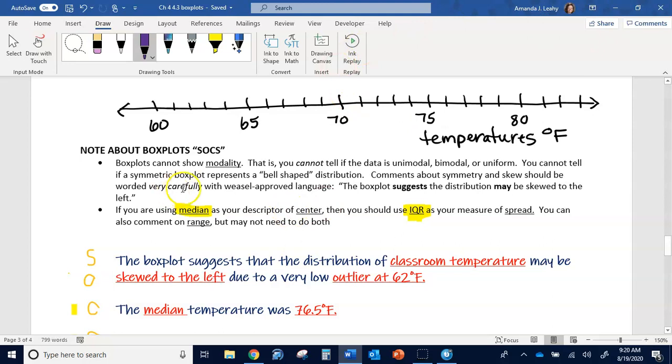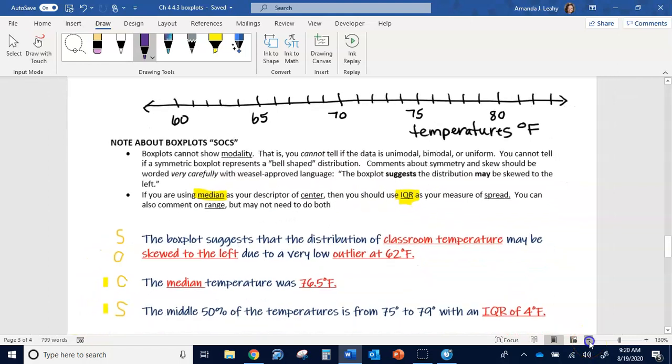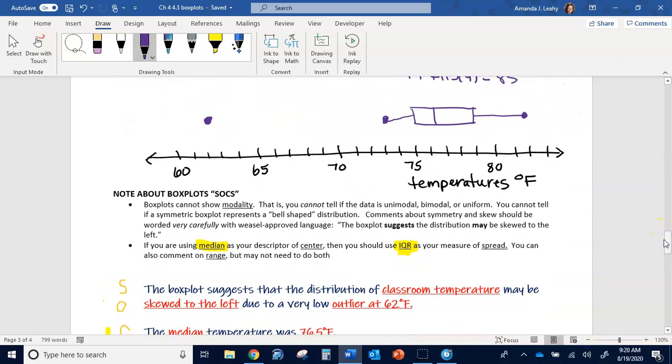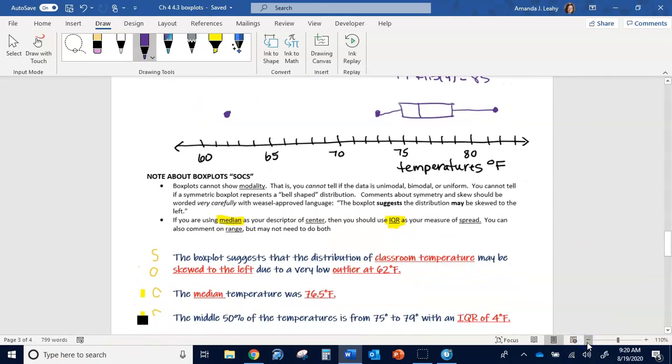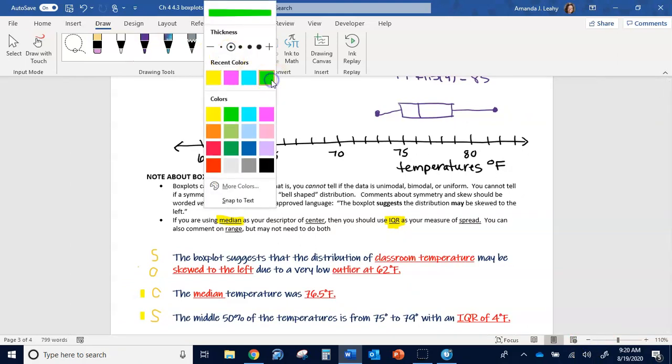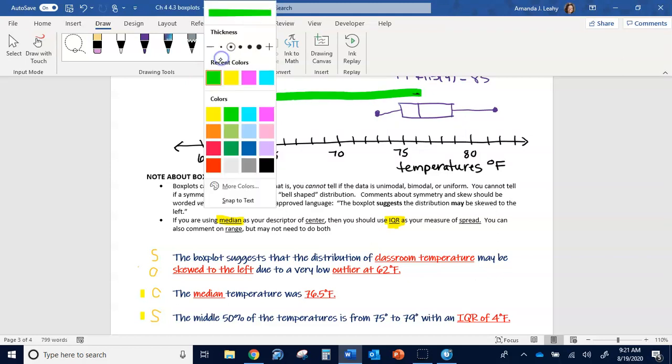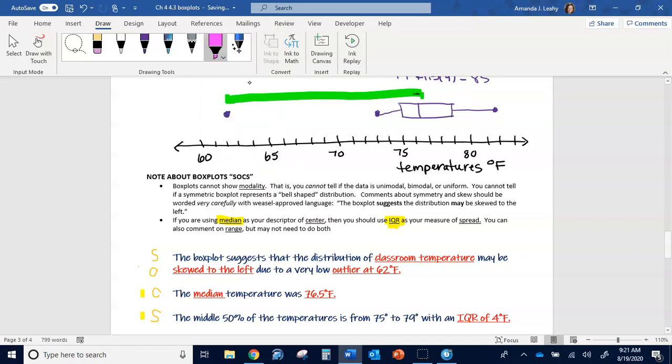So you should use words like the box plot suggests that it may be skewed to the left. Okay, so I'm going to take a look up at the picture that I just drew. How do I decide from the box plot if it's skewed to the left or skewed to the right? What I generally will do is take a look at the median value, and I will look from the median down to the lowest value. And then on the other side, I will look from the median up to the highest value.